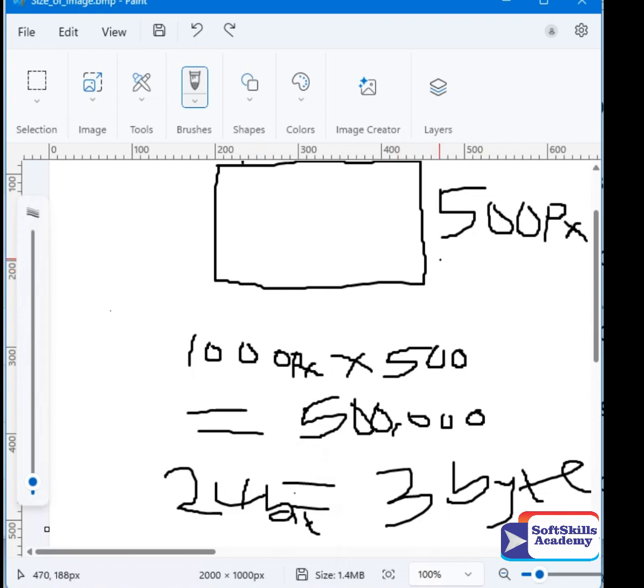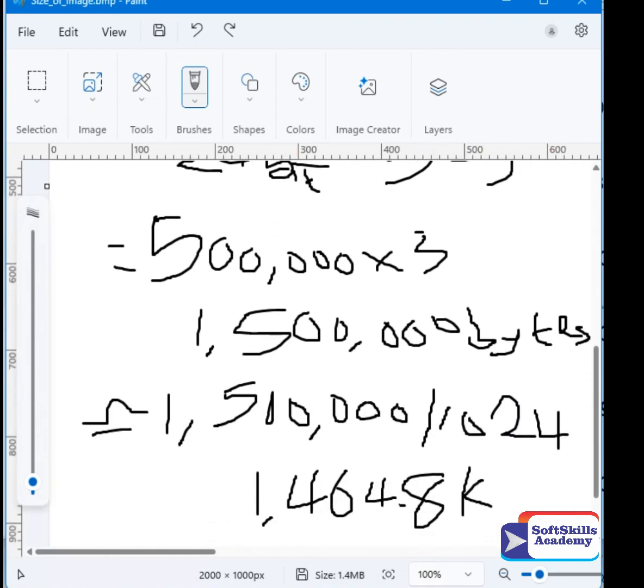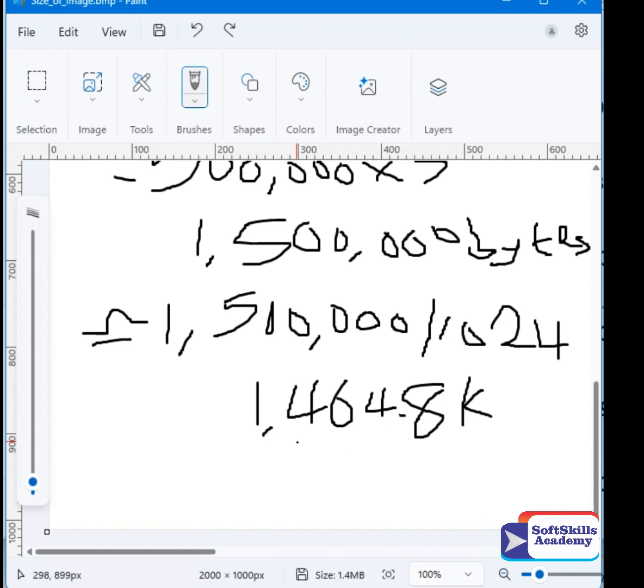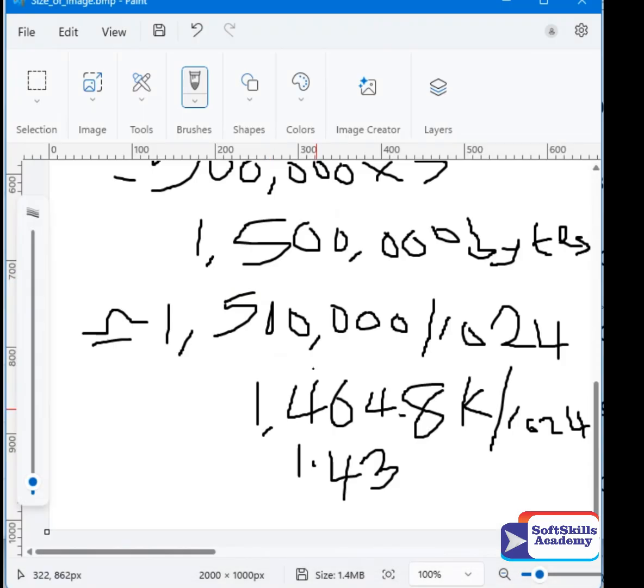It's very, very important. So you see now we are having almost 1.5 million. If we divide this again by 1024, we are left with 1.43, and you can see that is what we have on the calculator, in terms of megabytes. So please be very careful with this type of scenario.